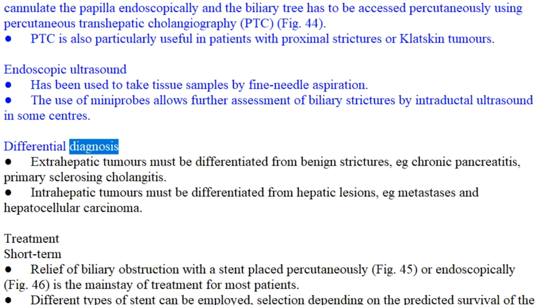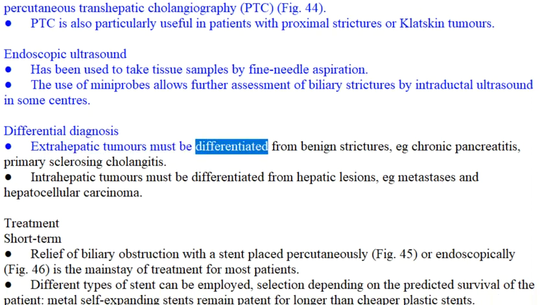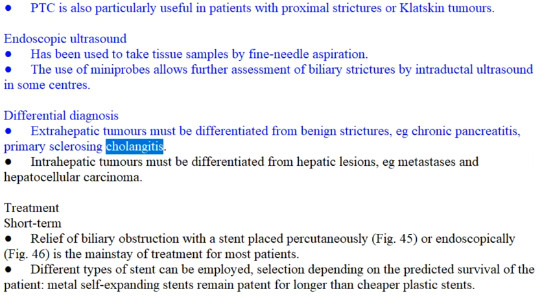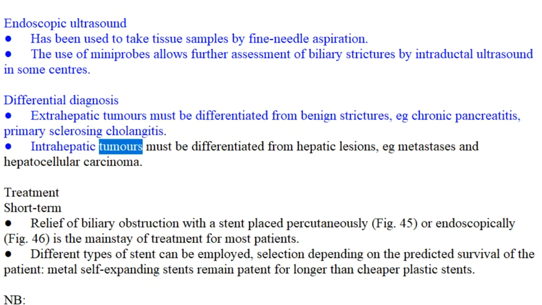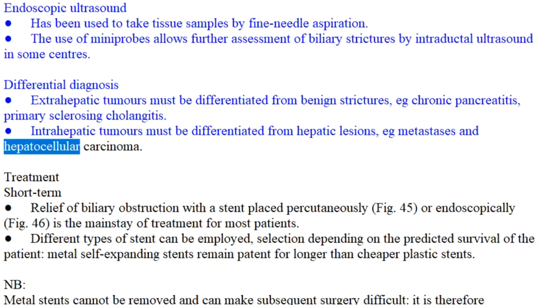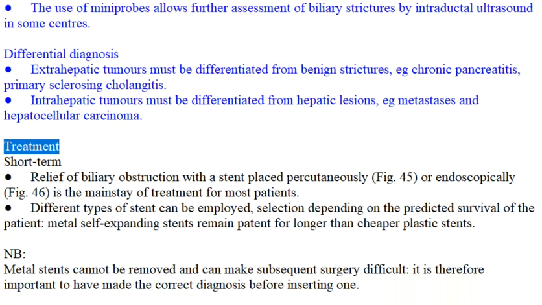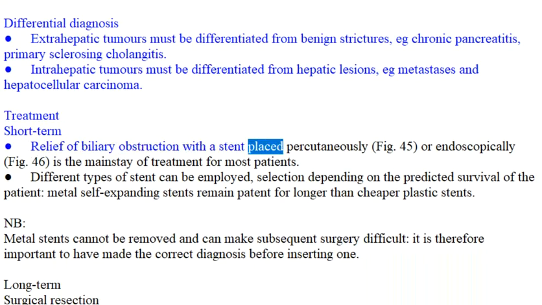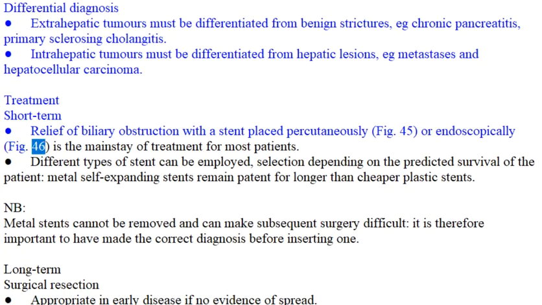Differential diagnosis. Extrahepatic tumors must be differentiated from benign strictures, e.g. chronic pancreatitis, primary sclerosing cholangitis. Intrahepatic tumors must be differentiated from hepatic lesions, e.g. metastases, and hepatocellular carcinoma. Treatment. Short-term. Relief of biliary obstruction with a stent placed percutaneously, Fig 45, or endoscopically, Fig 46, is the mainstay of treatment for most patients.